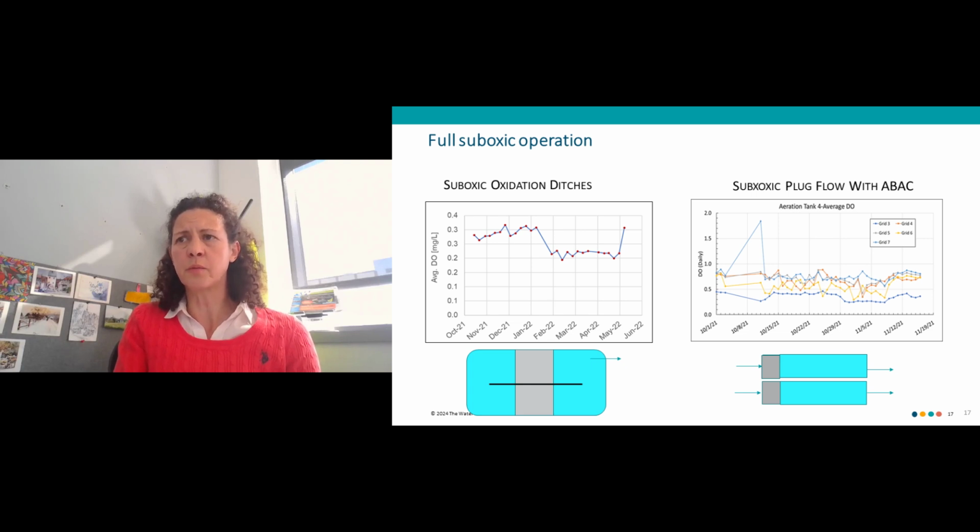2 facilities we were able to identify that operated in a plug flow operation with ABAC control. You see here one example where the concentrations were consistently below 1 milligram per liter on average in all aeration basins. So very few facilities like that.